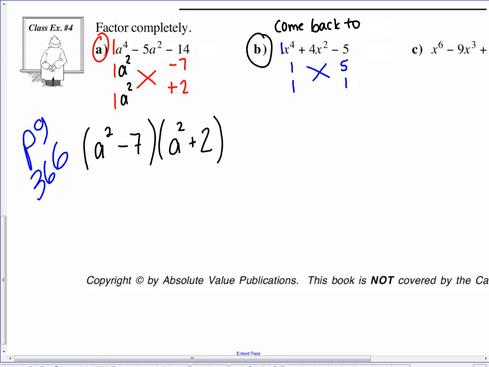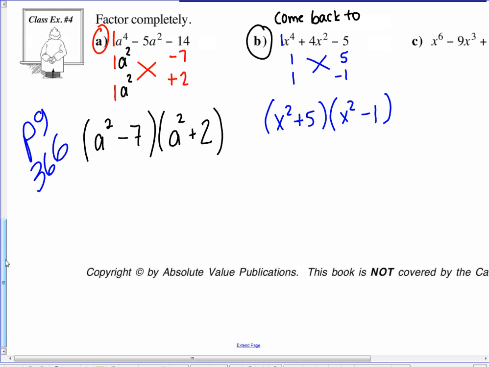Now, which one's positive, which one's negative? The one is negative, yeah, because we want to add to a positive 4. So writing the factored form, what does it look like? X squared plus 5 and x squared minus 1. What do you see here? Is there anything special in one of those brackets? This guy. What is he called? Difference of squares.